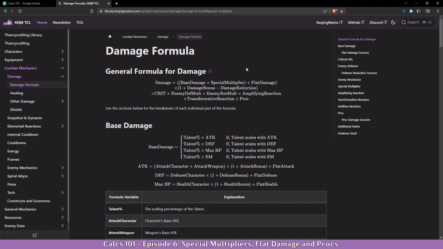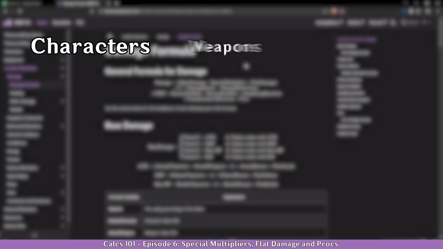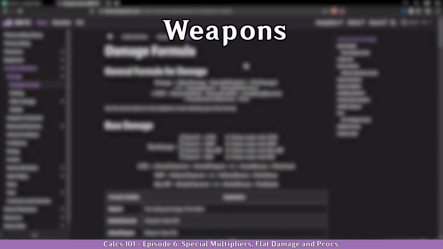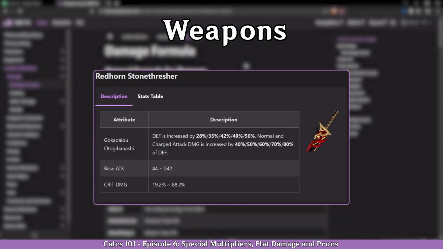Next we have flat damage. Flat damage can come from three sources: character, weapon, or reaction. Character and weapon work very similarly because it's basically a talent with a stat. In the case of weapons, they are basically passives that work as talents, a great example being Redhorn, which deals increased damage based off defense, and it also gives a multiplier.